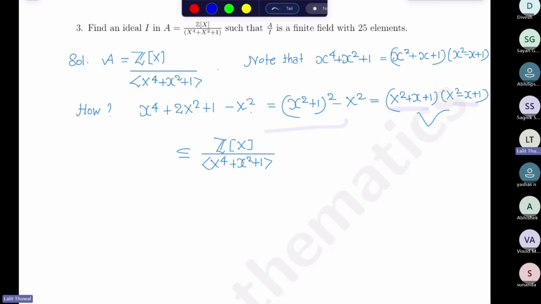So, do you understand my question, students? Co-maximal means that if you have two ideals, I plus J is equal to 1. Okay, let me know if they are co-maximal.